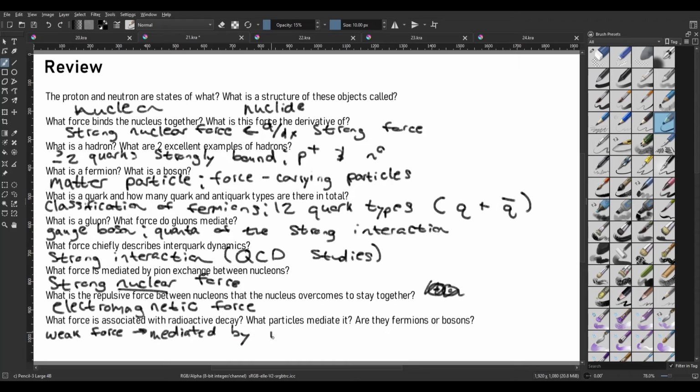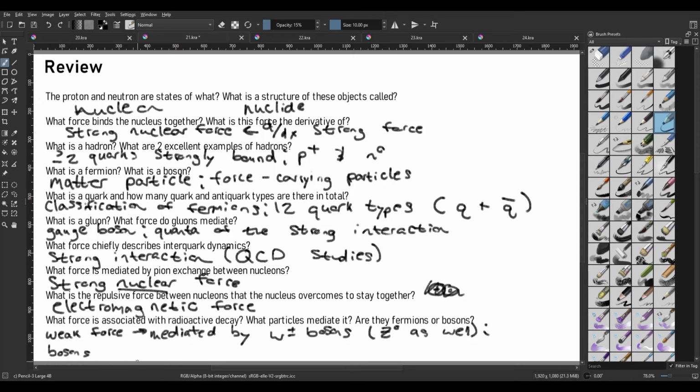Mediated by W plus and minus bosons. Weak force is also mediated by Z boson, which is neutral, but that's not part of nuclear chemistry, so we don't worry about that for the stuff we covered. But we just need to know that that's in there as well in case we were to see it. And then these are going to be bosons, because they are force-carrying particles.